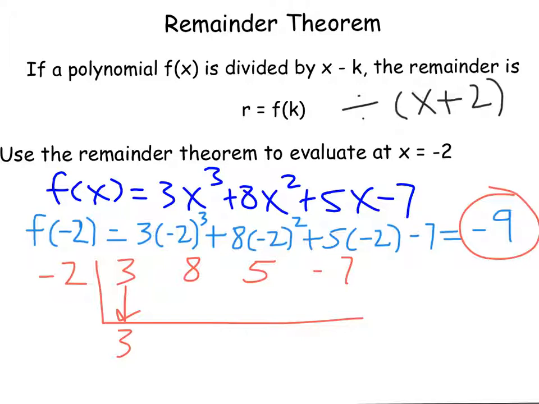-2 times 3 is -6. There's 2. -2 times 2 is -4. There we would get +1. 1 times -2 is -2. And oh my goodness gracious, there it is. So that's more than just the remainder.